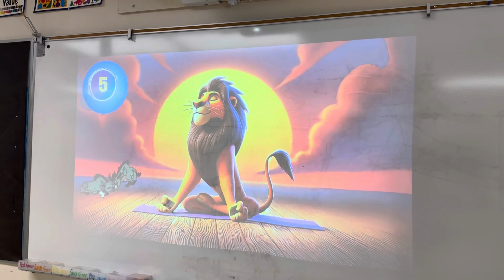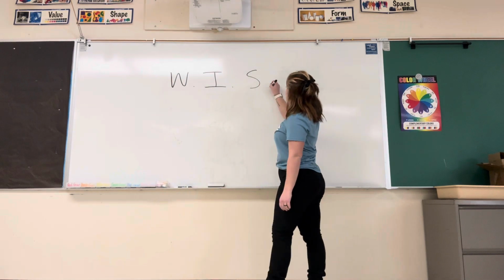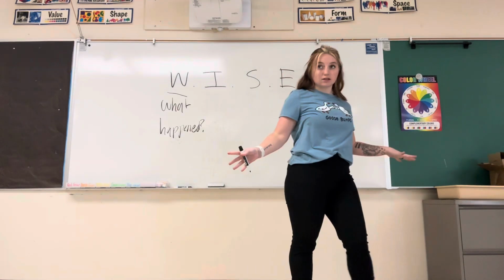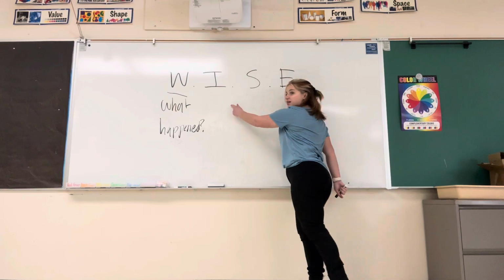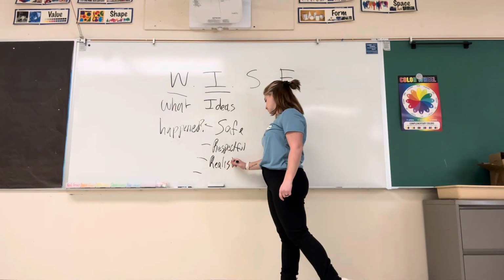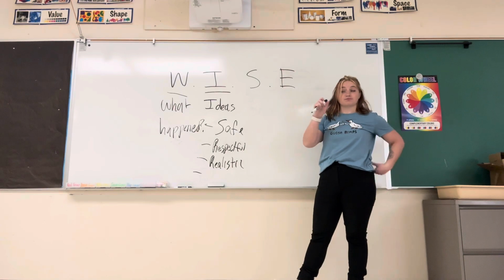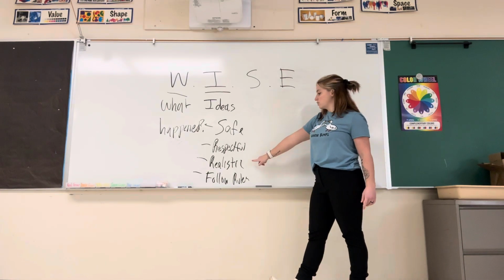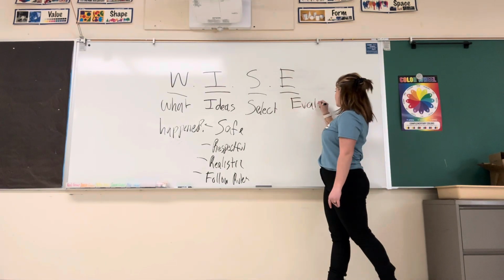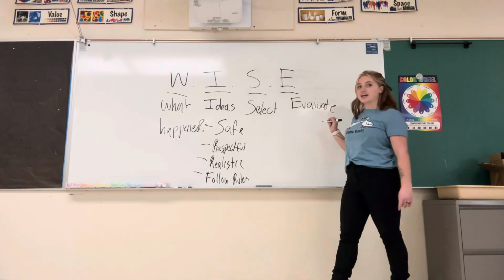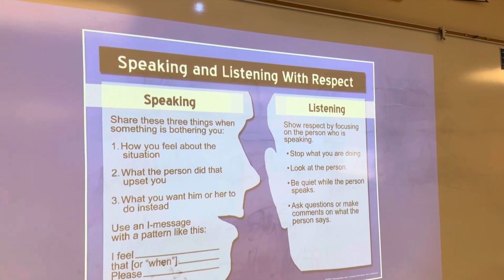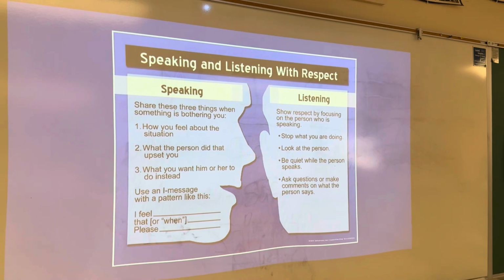We started with some Lion King yoga, and then they are working on conflict resolution. So we did a little review of conflict resolution steps, which you can see here. We use the acronym WISE to learn how to solve conflicts. Then we went into speaking and listening with respect, talking about how to do that.